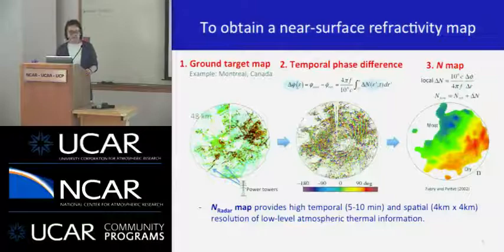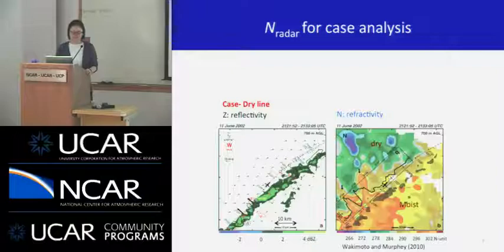Here's an example of using the refractivity. This is a dry line case. The left panel is the reflectivity field. And this is the thin line of reflectivity, which is the return from the insects. It shows the low-level convergence. Usually nowcasters will use that for low-level convergence and to detect some boundaries. But it is more of a kinematic way.